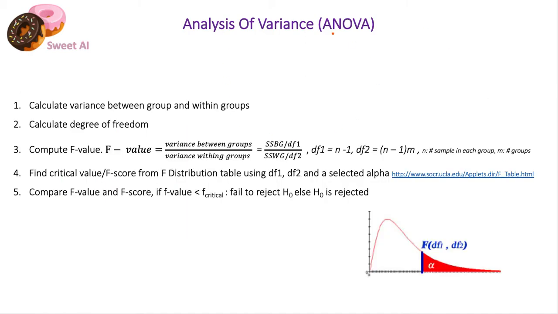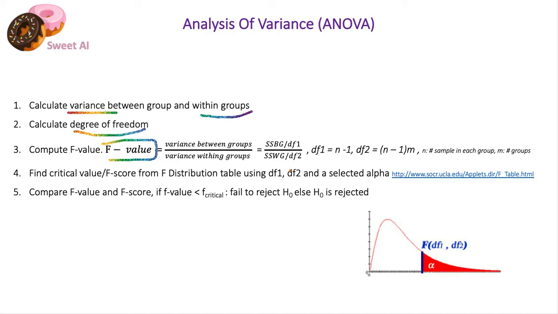So this is how we calculate ANOVA. We calculate the variance between groups and within groups. Then we calculate the degrees of freedom. Then we calculate the F value, which is going to be the variance between groups divided by the variance within groups.